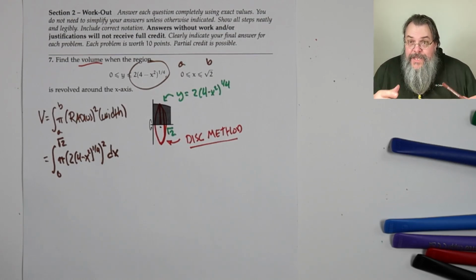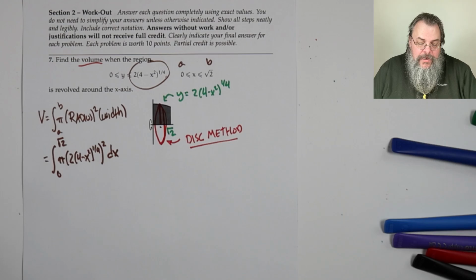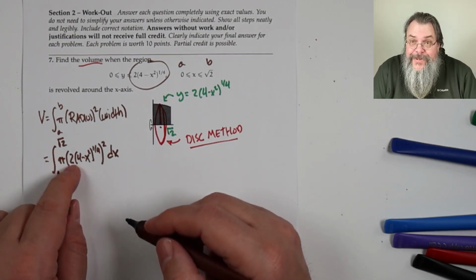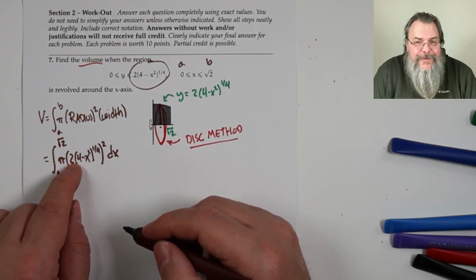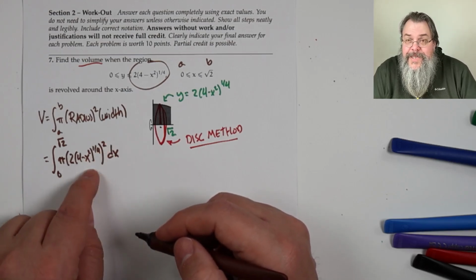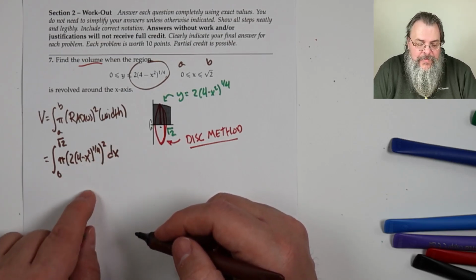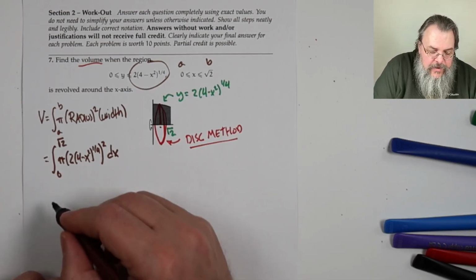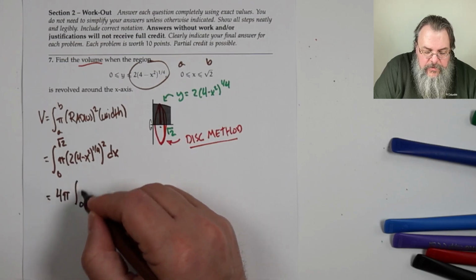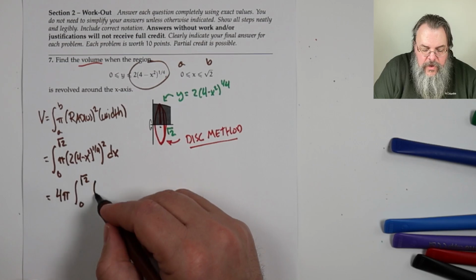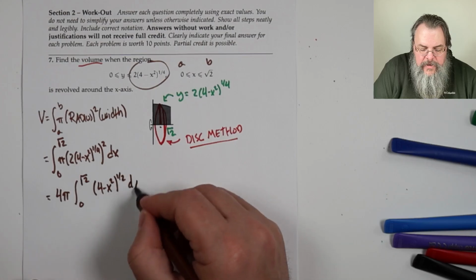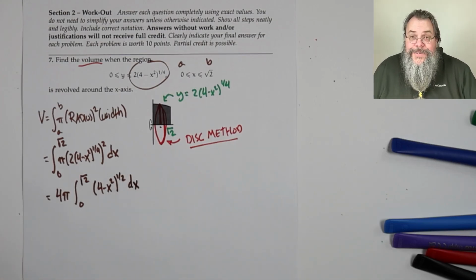All right, well, let's clean this up, and let's see what we have. The pi can come out. 2 squared is 4. Don't forget the square of the 2. It's so easy to forget when you're squaring a bunch of stuff. Sometimes you just square the last thing. Got to square the whole thing. So that's 4 pi, and so might as well pull that out as a constant in front. And the integral from 0 to root 2 of 4 minus x squared to the half. All right, so there we go.